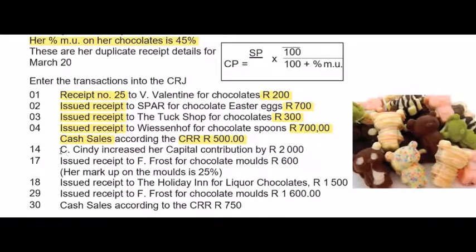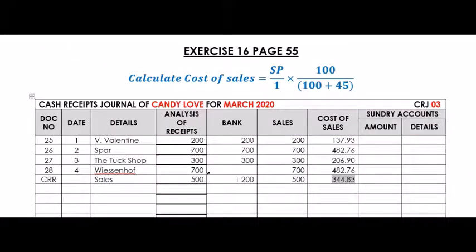The next transaction was on the 14th. C. Cindy increased her capital contribution by 2,000 Rand. So now the owner contributed capital to the business. We will give the owner a receipt, number 29. It's on the 14th. The owner's name is C. Cindy. She contributed 2,000 Rand.